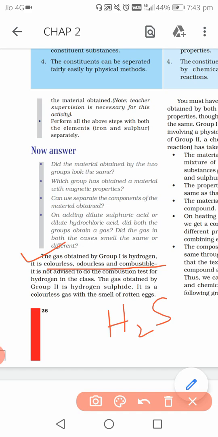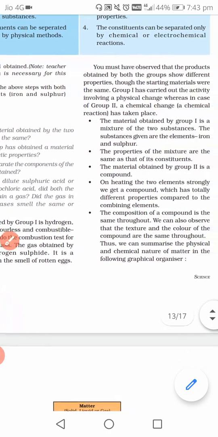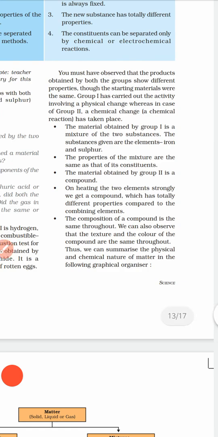This gas is colorless, but it has a smell like rotten eggs. But when hydrogen is evolved, that means in group 1, then it is a clear gas and it has no such odor. So these are the changes that we will be observing with group 1 or group 2. Here certain things are listed, which we have already discussed.